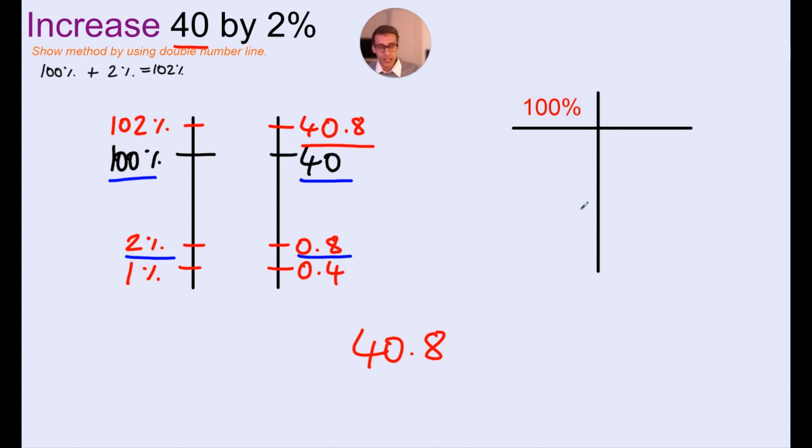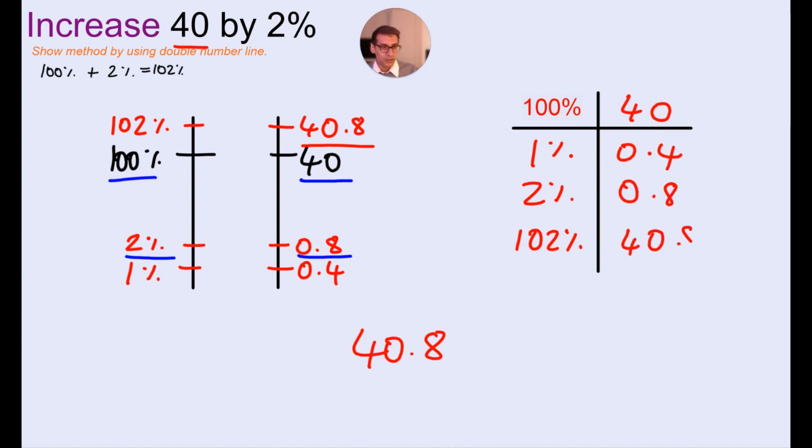And again, we can use the table on the right as well if you prefer, in which case you would have done 1%, 2%, 102%. And you would have probably done that order, I think would have been sensible. So it's 40, 0.4, 0.8, 40.8.